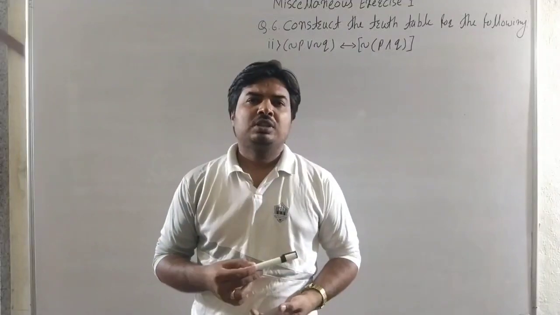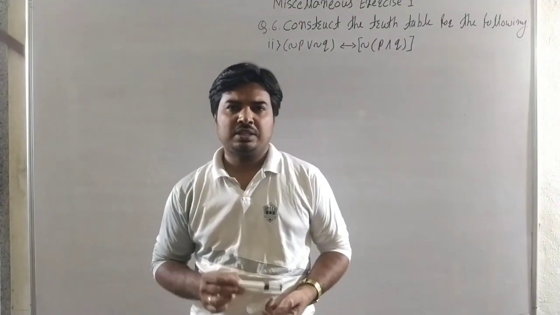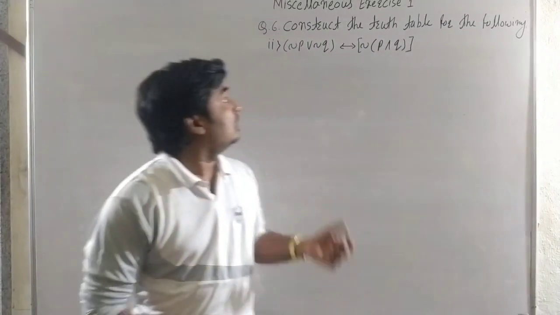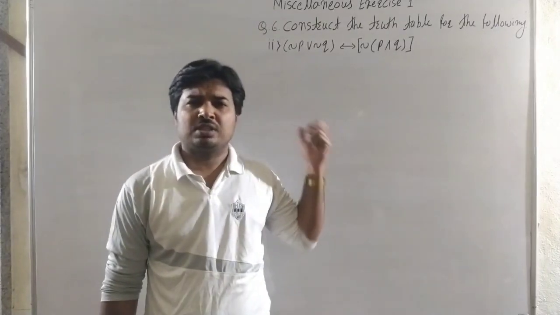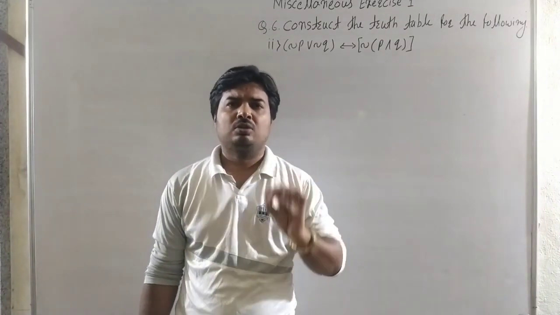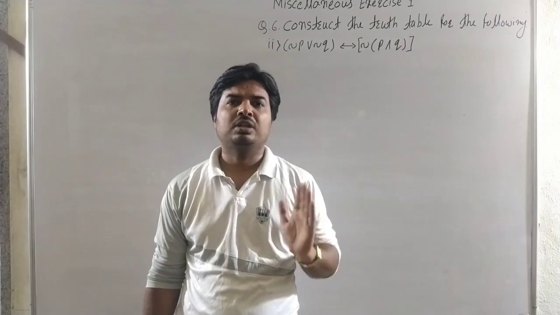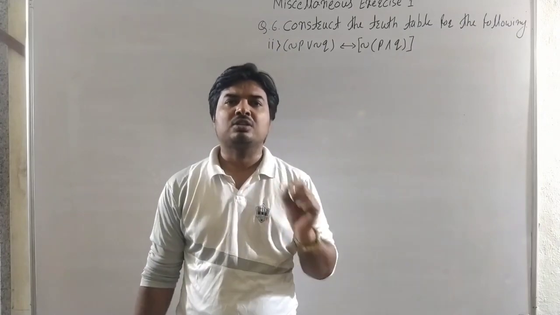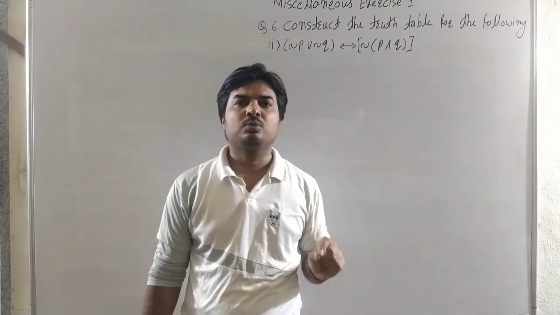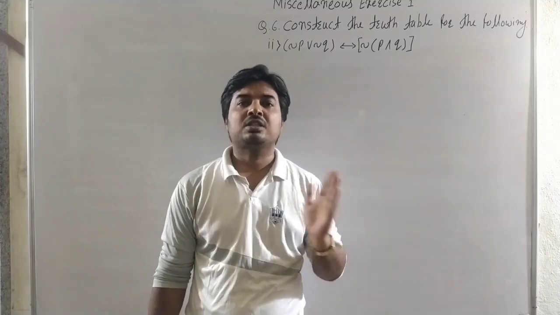In this lecture, we see example number 6 in miscellaneous exercise 1. Here, construct the truth table. Such types of examples we have already learned in our lecture number 7. Construct the truth table of the symbolic form. That is a statement pattern.